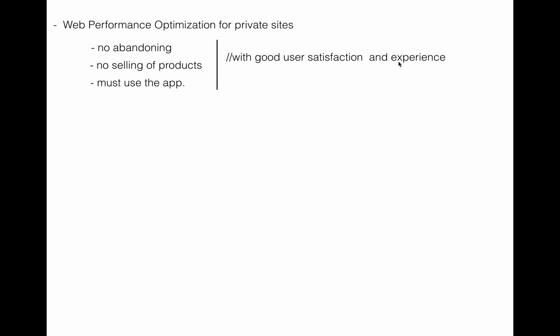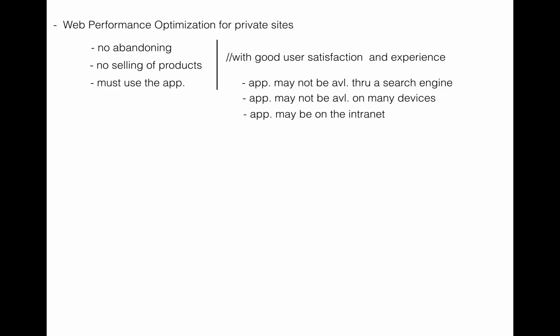Now, the level of user satisfaction and experience greatly differs because the app may not be available through a search engine. Maybe the app is available on the internet but may not be available through a search engine. So, the users cannot make use of a search engine to type the app name and get a result back with the link to the app. Maybe the app is not available on many devices. Maybe the app has been designed such that it works across browsers on a particular operating system. Maybe the app is available only on the intranet. It is not available on the internet.